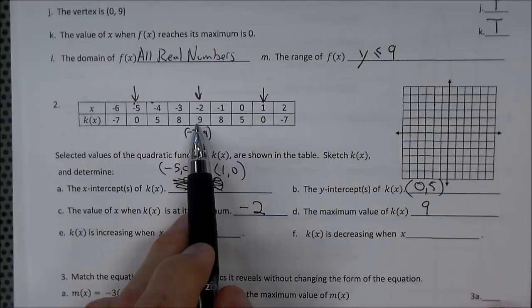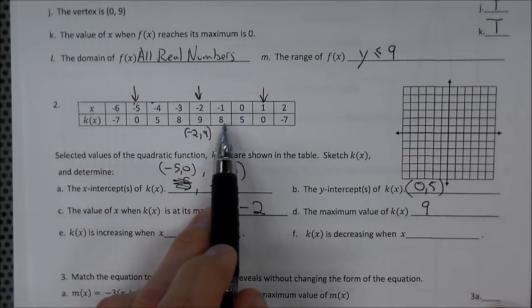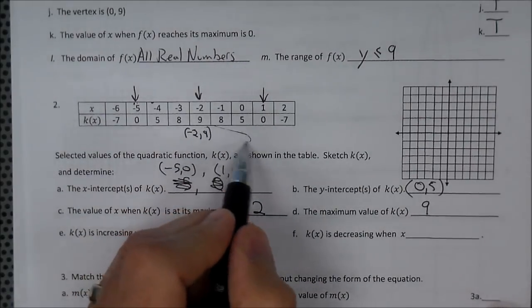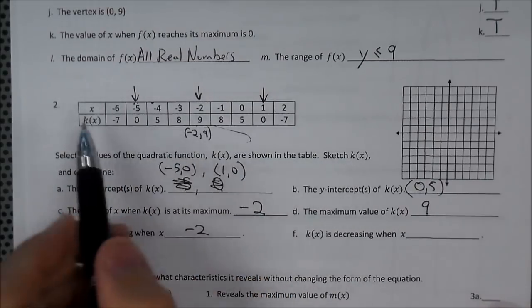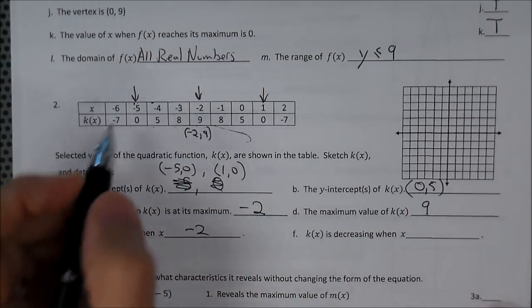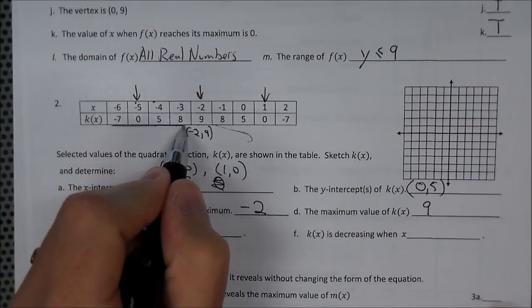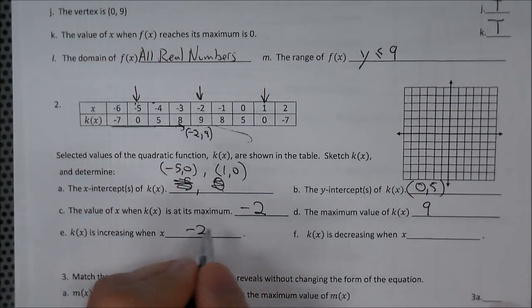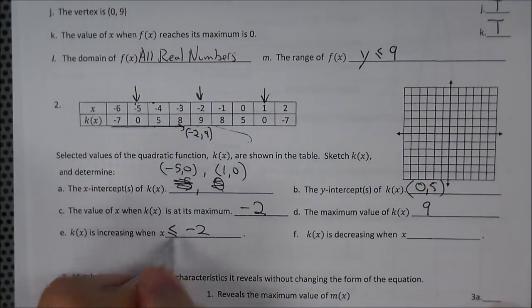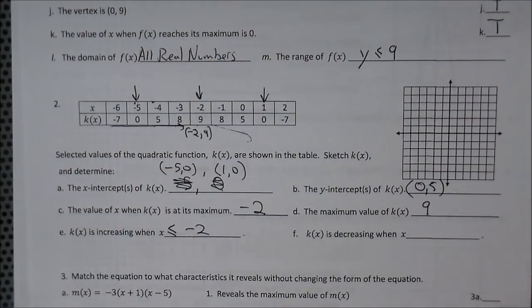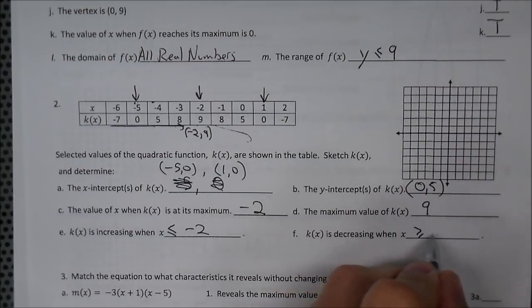So it's increasing, we went 9, 8, 5, that's going down. But if we go from the 9, 8, 5 in this direction, moving from left to right, it's actually increasing. So we're going to say that x is less than or equal to negative 2. If that's the case, it's greater than or equal to negative 2 when it's increasing.